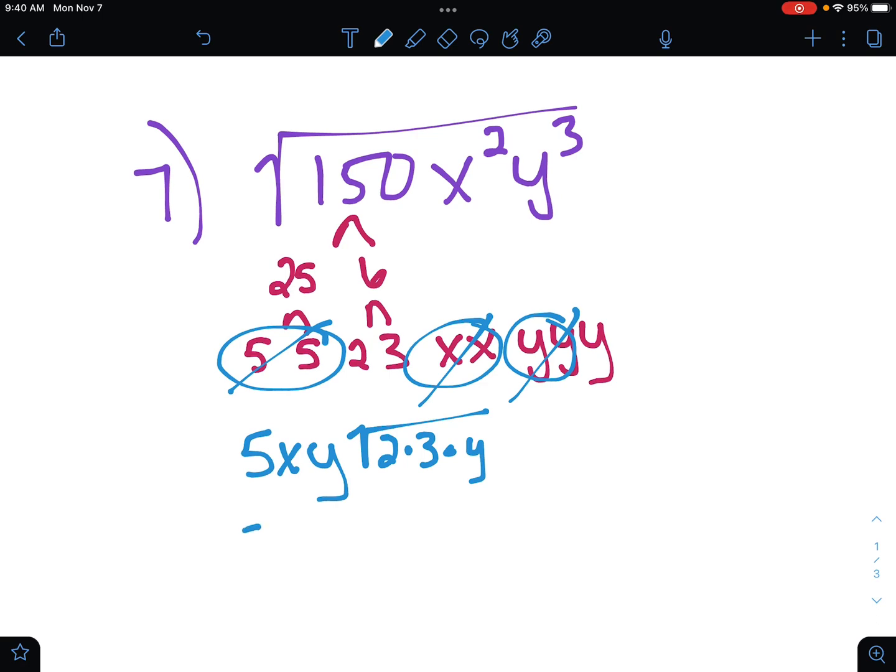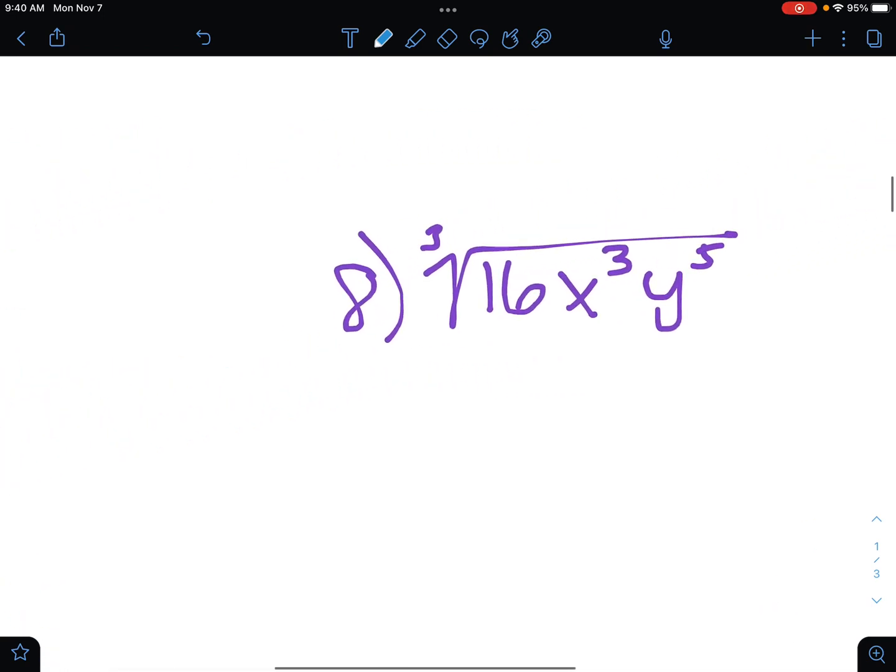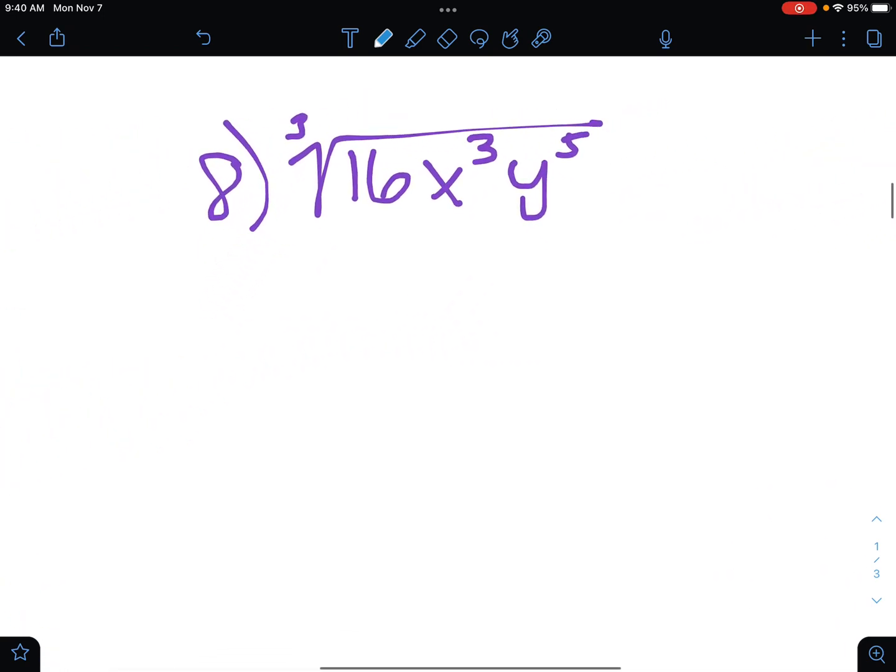I'm going to multiply everything on the outside, so 5xy. Multiply everything on the inside, 2 times 3 is 6, and then a y. And that's your simplified form. Go ahead and pause the video. Try this one.